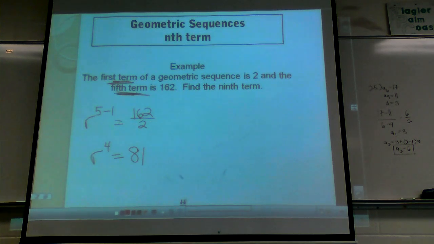How do I get rid of the 4th power? You take the 4th root. Your calculators have it somewhere. If you've got a graphing calculator, generally it's easier to type it in as 1/4. That's the 4th root, it's raised to the 1/4 power. Like the square root is the 1/2 power.